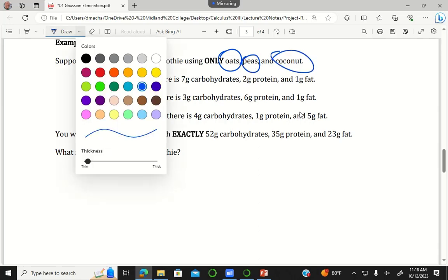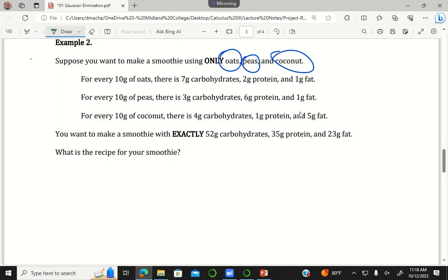And maybe you decided this because maybe you're a vegan, and maybe you know that oats are a really healthy source of carbs, and peas are a pretty healthy source of protein, and coconut is a really healthy source of fat. So in terms of tracking your macronutrients, you should be able to find a blend of these ingredients that gets you exactly the right balance of carbs, protein, and fat that you're trying to aim for. So let's say we're trying to make a smoothie with 52 grams of carbs, 35 grams of protein, and 23 grams of fat. I don't actually know if that's a healthy smoothie, but let's say that was your goal.